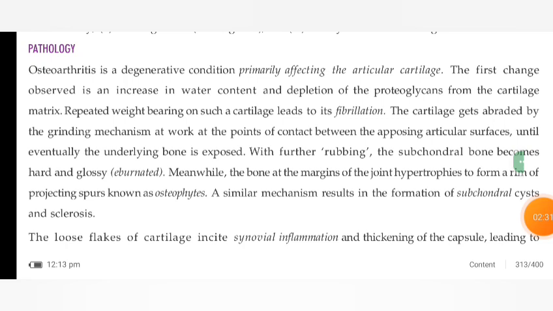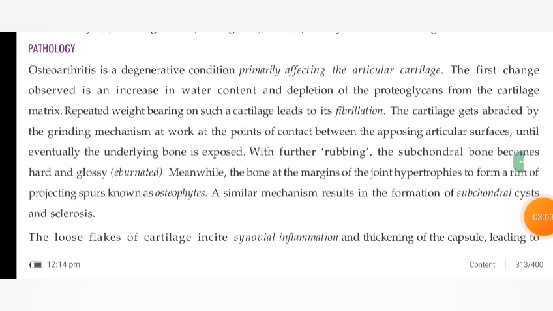Pathology. Osteoarthritis is a degenerative condition. First of all, it affects the articular cartilage, with changes in the water content and depletion of the proteoglycans. With repeated weight bearing, such cartilage undergoes fibrillation and gets ablated by a grinding mechanism at work at the point of contact between the opposing articular surfaces.